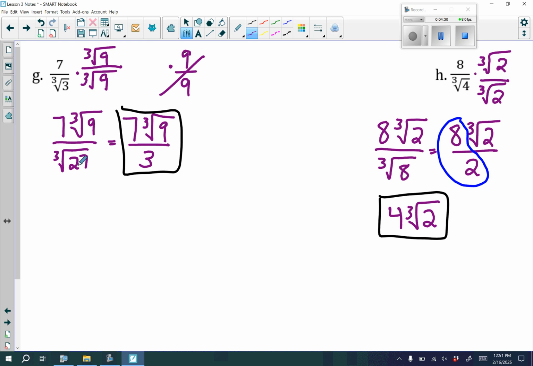We go ahead and simplify. The cube root of 27 gives us 3. And notice 7 over 3, well, those we can't simplify anymore, so here's our final answer. Okay, we do the same thing on H.